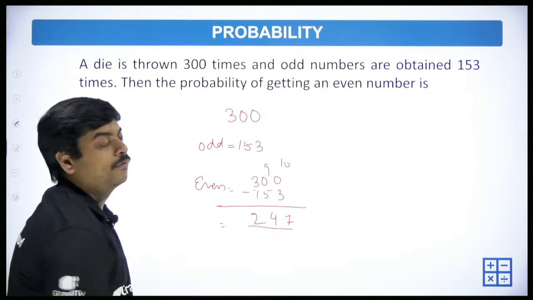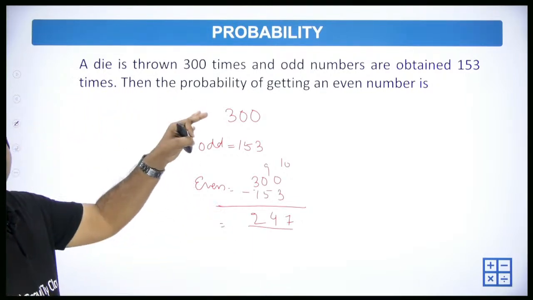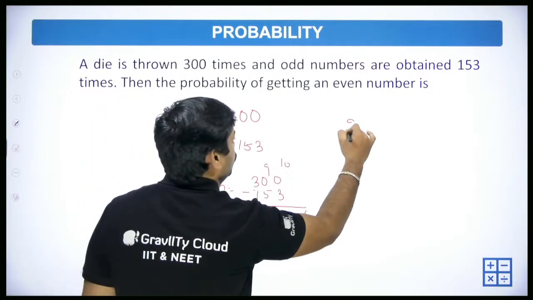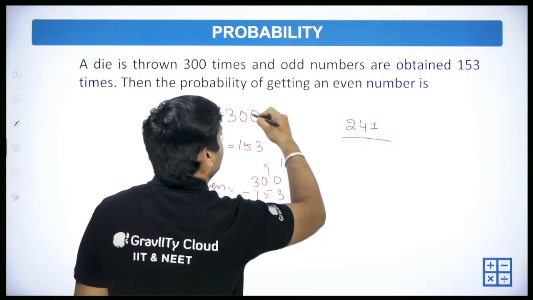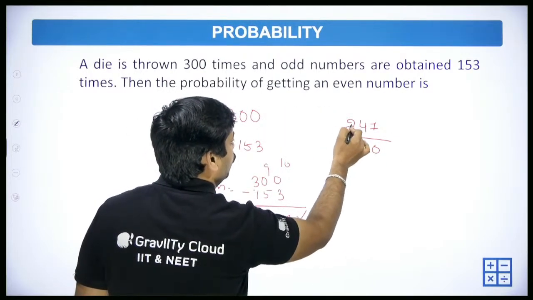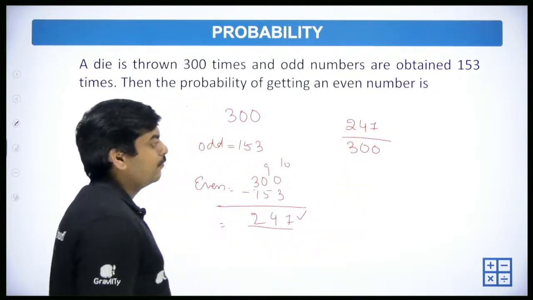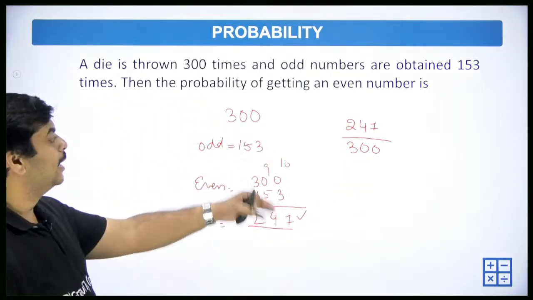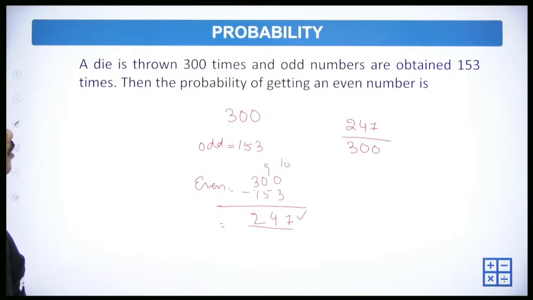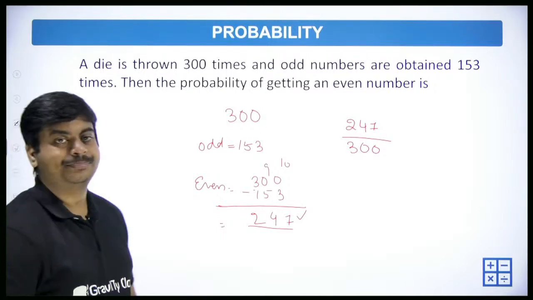Now the probability of getting an even number. Even numbers are 147, so 147 by 300. If you can cancel, please try to cancel that. I don't think we can cancel 5, but if you have any other multiple, please try to cancel with that, okay? So that is the probability of getting an even number.